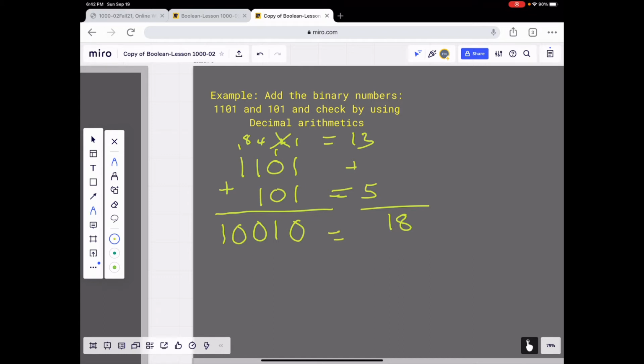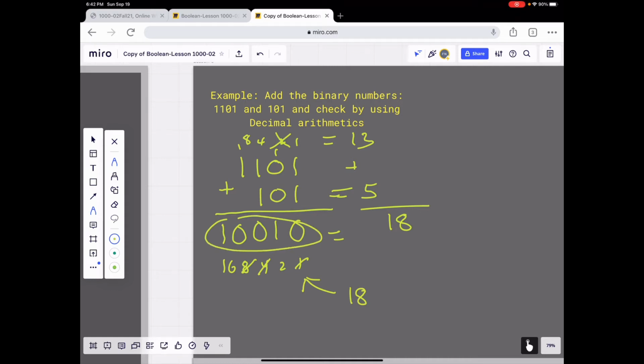So you got here 1, 2, 4, 8, and 16. So you don't have to worry about this one. So 16 plus 2 equal 18. So you verify this one and you say, yeah, it is 18. So this one is a correct answer.